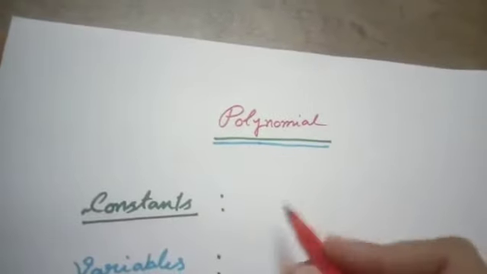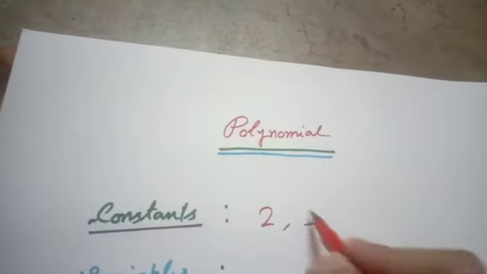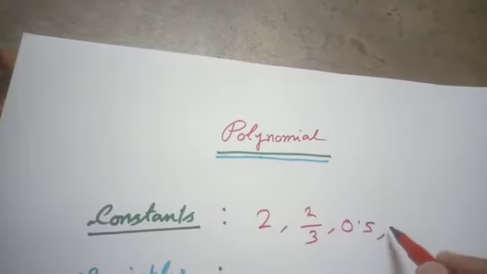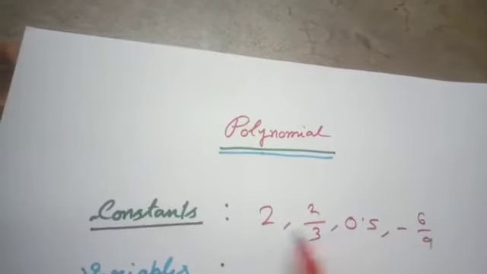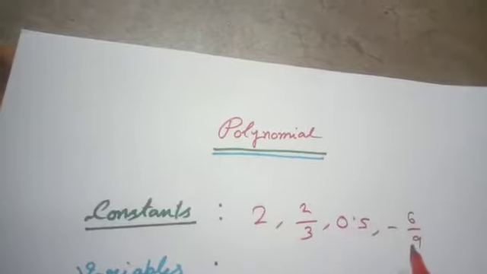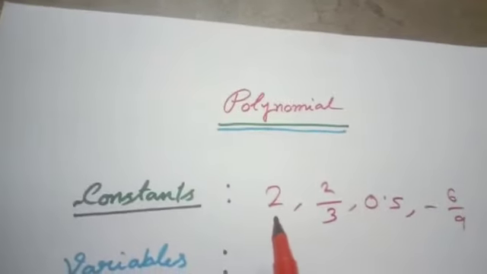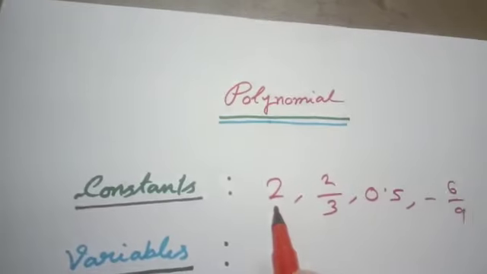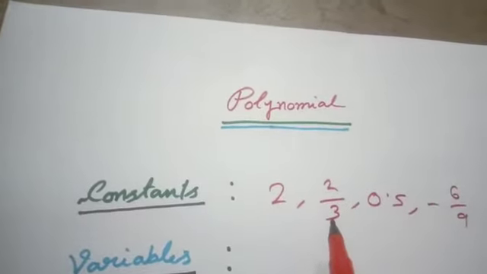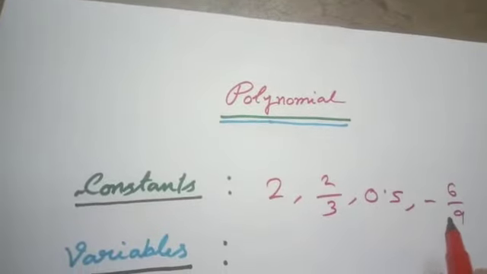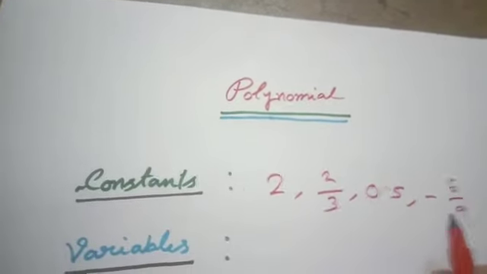As for example, 2, 2 by 3, 0.5, minus 6 by 9, all are constants. Here, observe that the value of a constant may be an integer, it may be a fraction, it may be positive, or it may be negative. Thus, the constant is a numerical value.